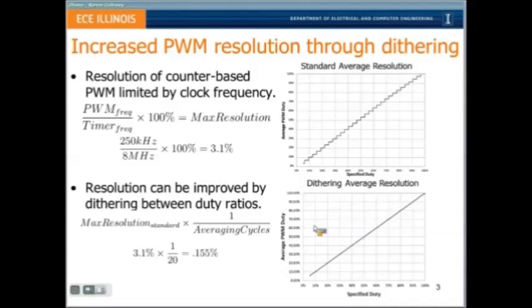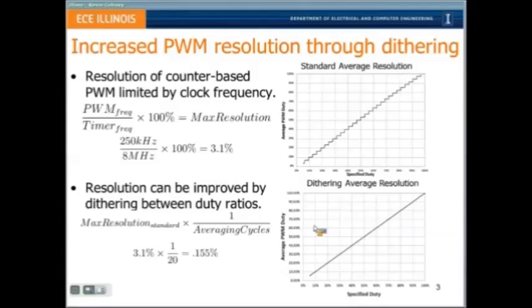There's a few tongue twisters in this discussion. So basically, by alternating, say for sake of discussion, between 3.1% and 6.2%, we can get an average resolution. If say we're averaging over 20 cycles, we go 10 cycles at each duty ratio, we can get an average of 5.4% or whatever that would be, somewhere in between the two.